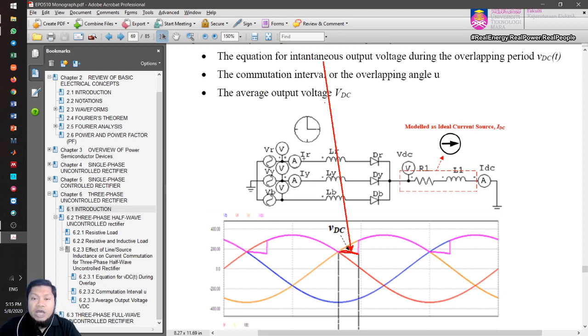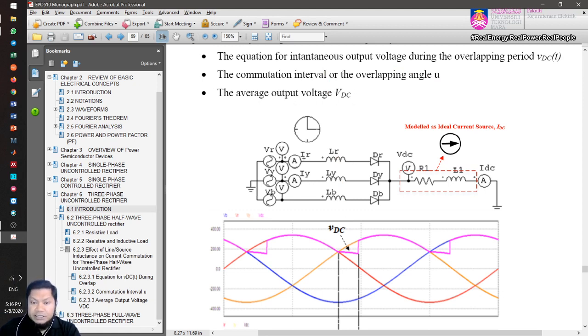And number two, we're going to look at the overlapping angle, U. What is the equation to describe the overlap angle or interval? Sometimes we call it the commutation interval, commutation angle, or overlap angle. And then finally, we're going to look at how to get the equation for the average output voltage.